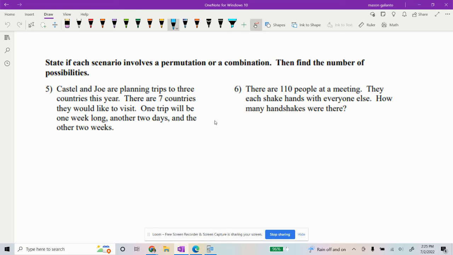So follow along. Castell and Joe are planning trips to 3 countries this year. There are 7 countries they would like to visit. One trip will be 1 week long, another 2 days, and the other 2 weeks. Note how they're being more specific here. It's not just general countries and we're getting rid of them as we did previously. In this case, we're doing it very specifically for the first week, the next 2 days, and the other 2 weeks. And so we're going to go through 3 trips.